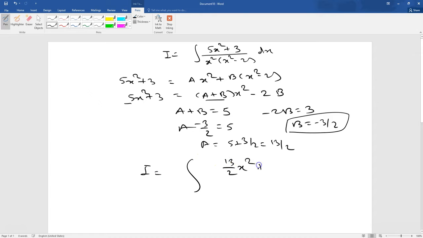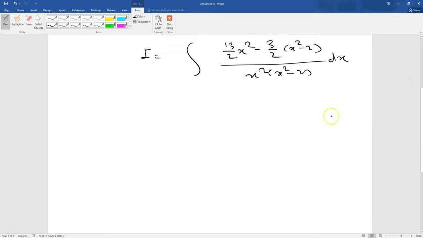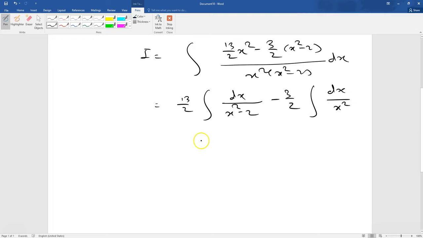13 by 2 x square minus 3 by 2 x square minus 2 upon x square minus 2 dx. इस तरीके से, राइट? सो इसको जस्ट अभी सेपरेट कर दो, नथिंग एल्स. सो व्हेन यू सेपरेट आउट, तो यहां पे आ जाएगा 13 by 2 तो बाहर, x square कैंसिल, सो dx अपॉन x square minus 2, minus 3 by 2 यहाँ पे x square minus 2 कैंसिल, तो dx अपॉन x square. सिंपल. अभी ये सिंपलर हो गया.